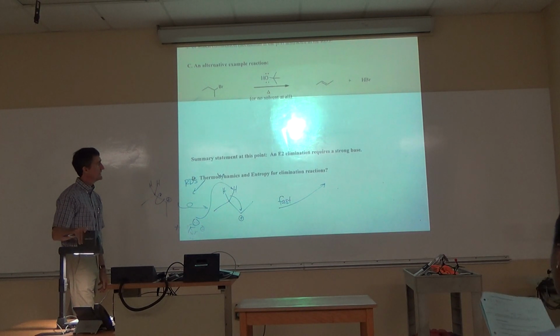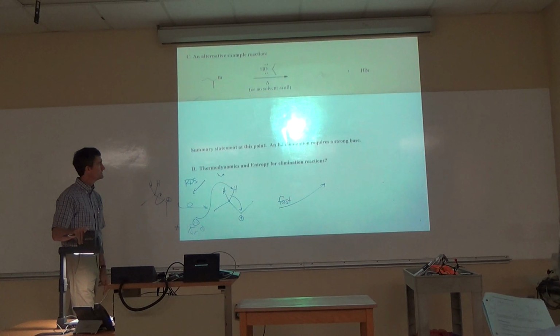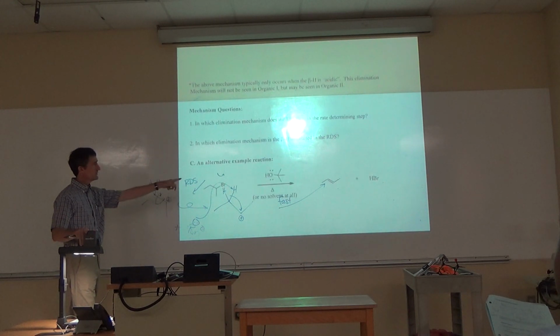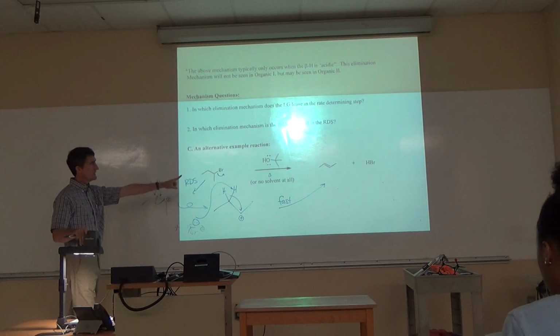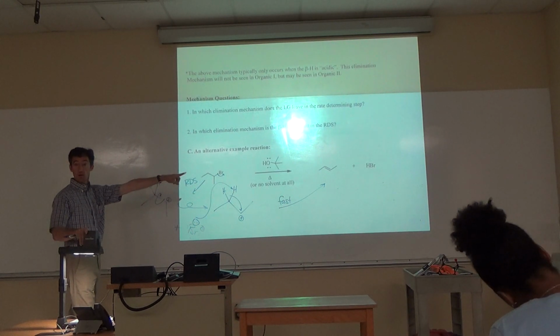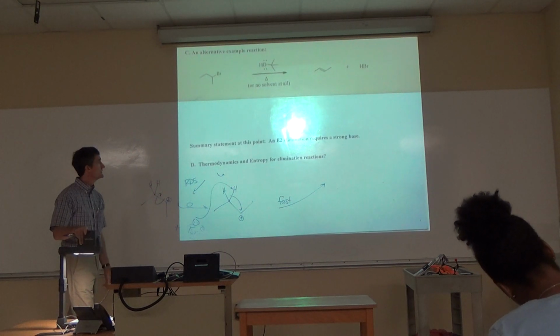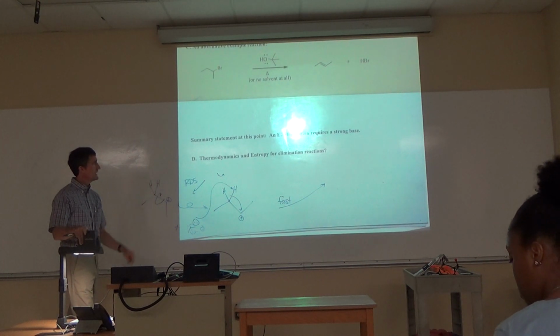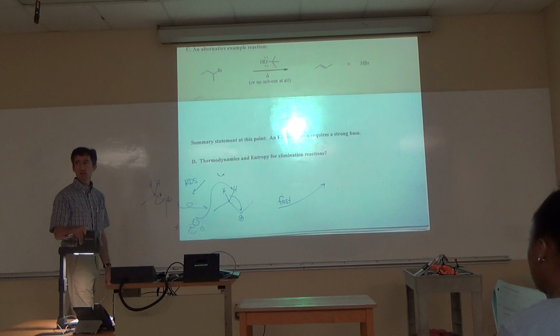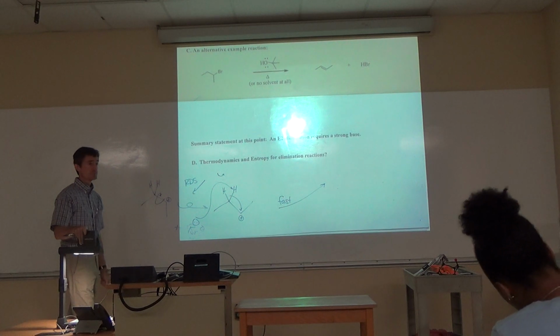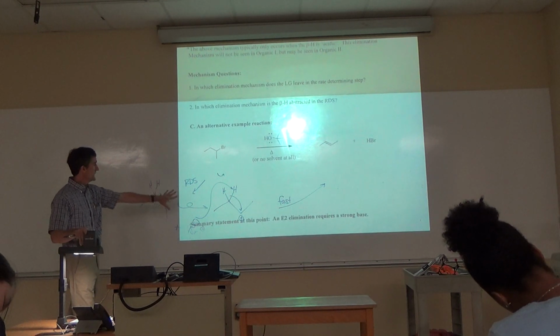Summary statement at this point. E2 elimination requires what? Strong base. There's no strong base up here. That's why that was E1. It was an elimination reaction, right? We're eliminating HBr. We've already covered thermodynamics and entropy for elimination reactions. Basically, it's the same as for SN1, SN2. Unimolecular or bimolecular. How many intermediates in the mechanism we did here?